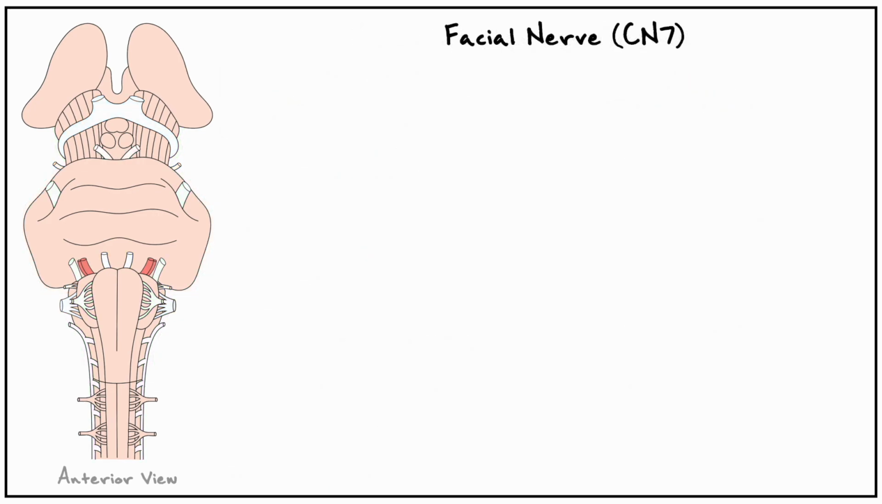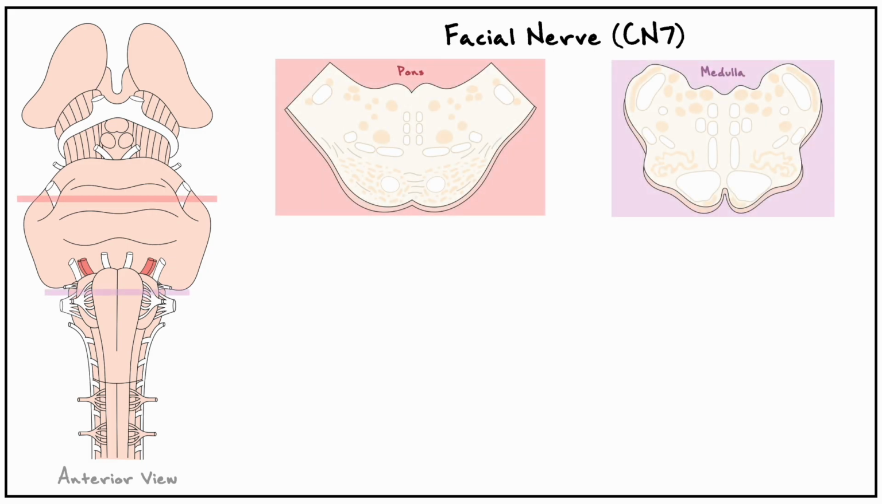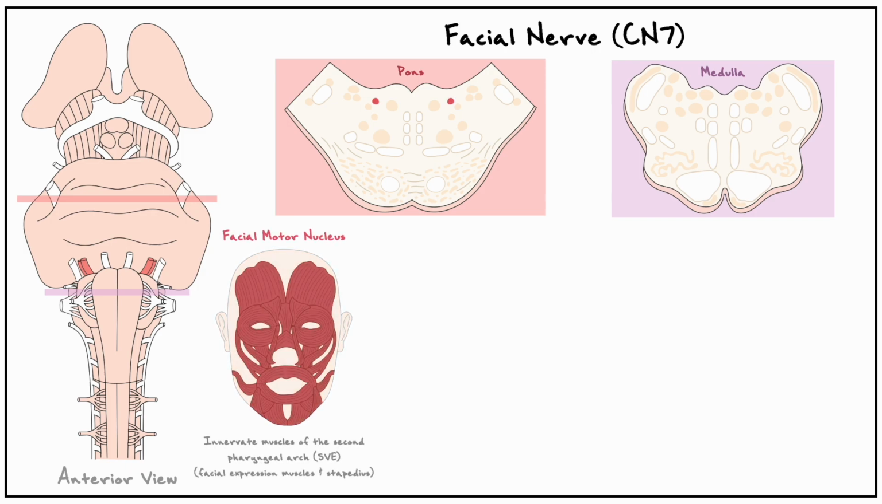To cover its functions, let's take 2 cross-sections, one at the level of the pons and one at the level of the medulla. In the pons, we can first find the motor nucleus of the facial nerve, which sends projections to innervate the muscles of the second pharyngeal arch, and these correspond mostly to the muscles responsible for facial expressions and the stapedius, a small muscle in the ear. There are other muscles in the second pharyngeal arch, such as the posterior belly of digastric and the stylohyoid, but for our purposes, the muscles of facial expressions and the stapedius are the most relevant.